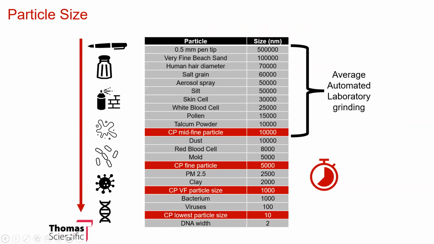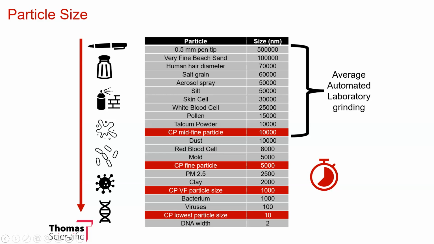Well, if you're looking at a fine tip pen, a 0.5 millimeter fine tip pen, that's 500,000 nanometers. You go down to beach sand, 100,000 nanometers. Grain of salt, 60,000. Talcum powder, 10,000. Now you start getting into the range of more fine analytical grinding, things like dust or mold. Some of the mold spores are 5,000. And you can see where the different types of laboratory equipment can grind down to much smaller levels of particle size.